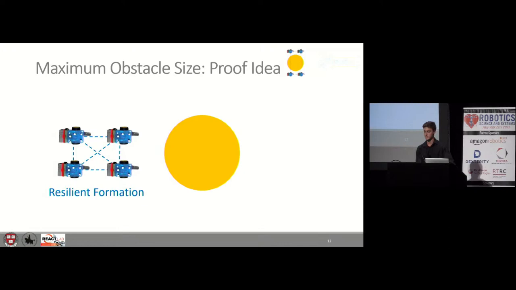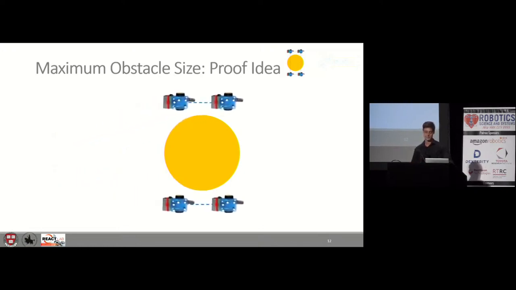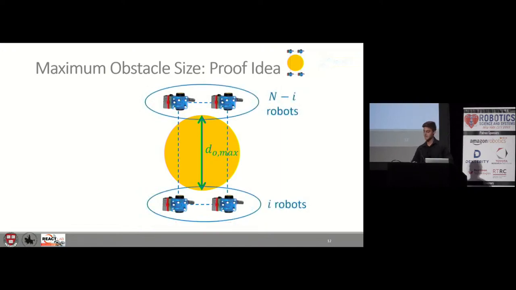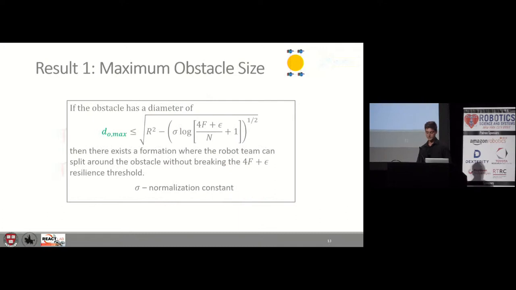To do this, we look at the distance that the robots must separate from each other if they were to navigate around the obstacle to opposite sides. Then we consider all possible formations where some number of robots I and n minus I make up the two groups, and we find the lowest algebraic connectivity of all these different formations. Then we look at the distance that's sufficient for this worst case formation to still maintain resilience, and we set this as our critical obstacle size, DO max. The DO max that we derive is shown here, and we show it to be a function of the resilience threshold, the number of robots, and the communication radius of the robots.